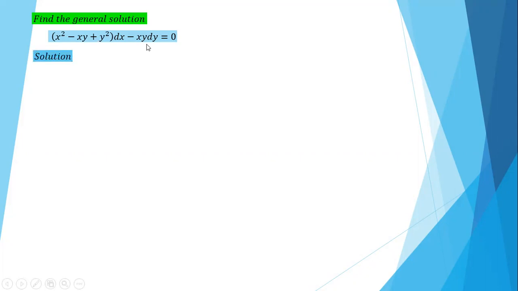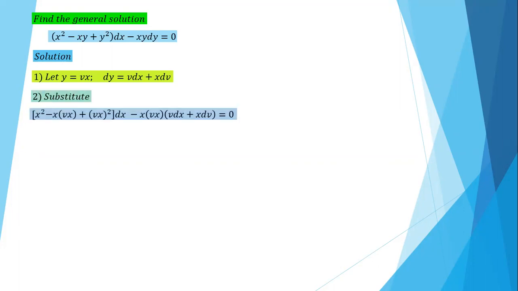So we use y equals vx and dy equals v dx plus x dv. Then substitute to the given equation. We have now the quantity x squared minus x times vx plus v squared x squared dx minus x times vx times the quantity v dx plus x dv equals 0.